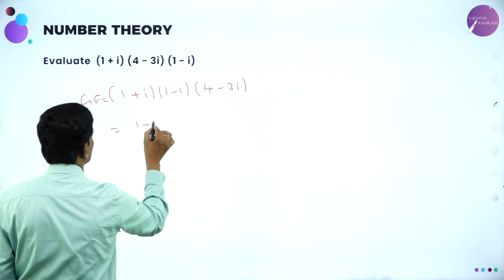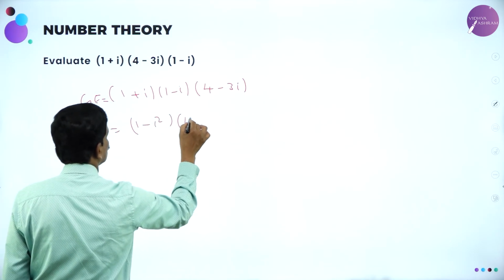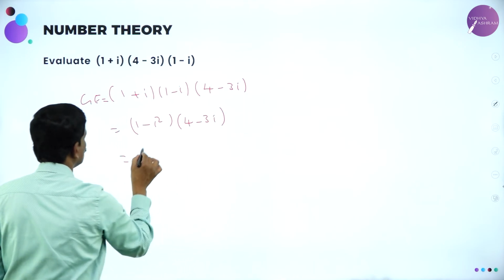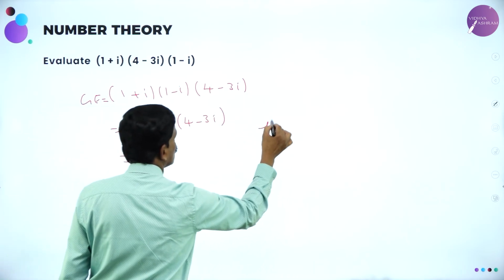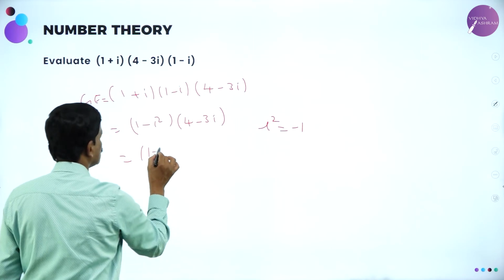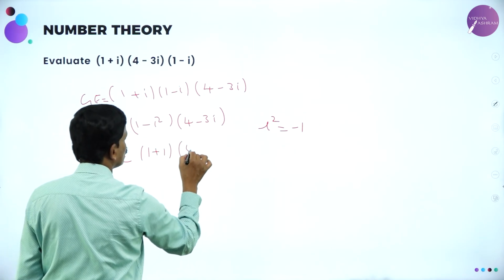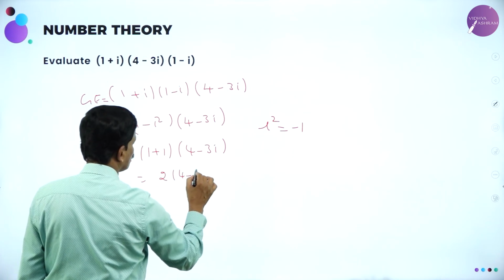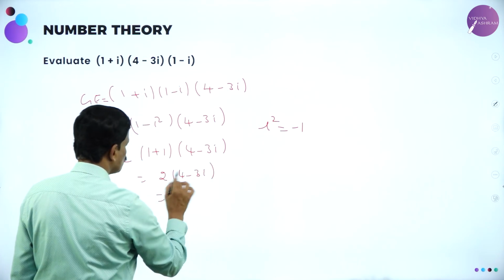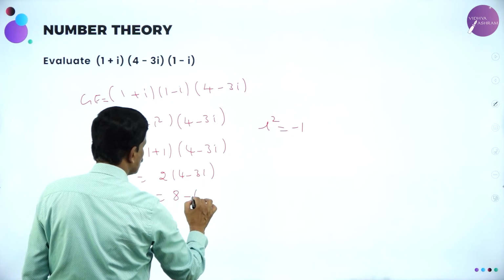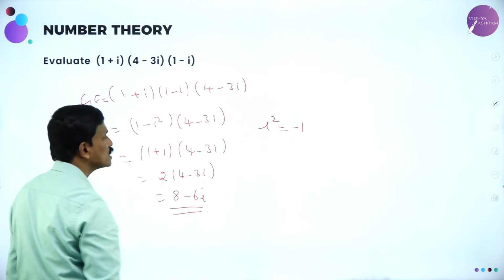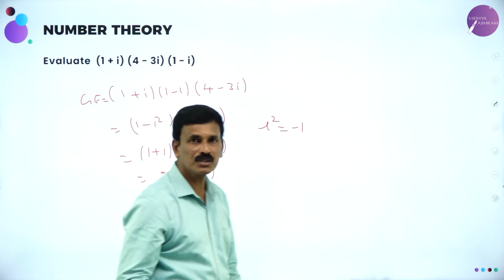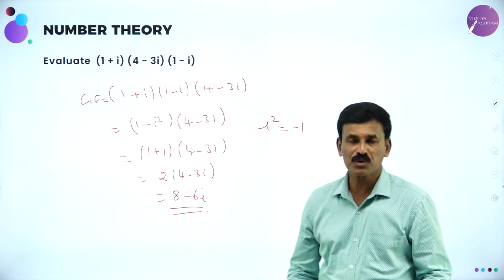So this is the given equation. 1 into 1 is 1 minus i square into 4 minus 3i. Since i square is equal to minus 1, this becomes 1 minus into minus 1, plus. So 1 plus 1 is 2 into 4 minus 3i. Multiply this. 2 into 4 is 8, 2 into 3 is 6i. 8 minus 6i is the required answer. That's it. Okay.